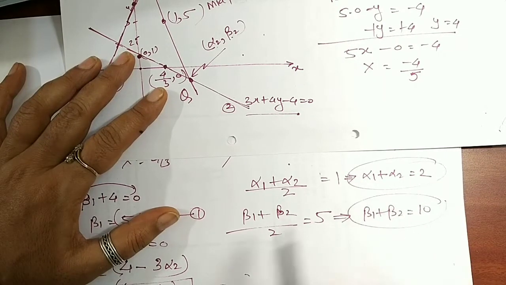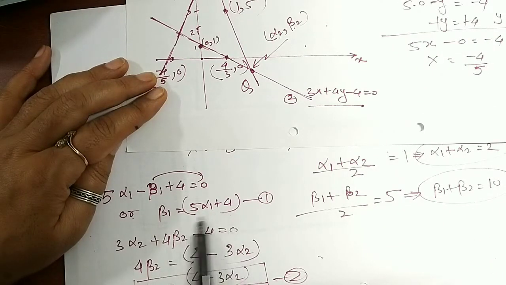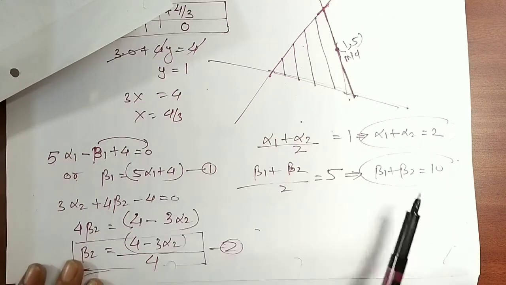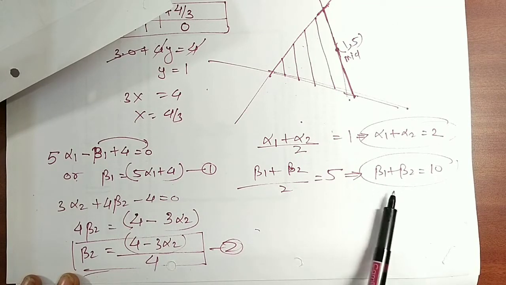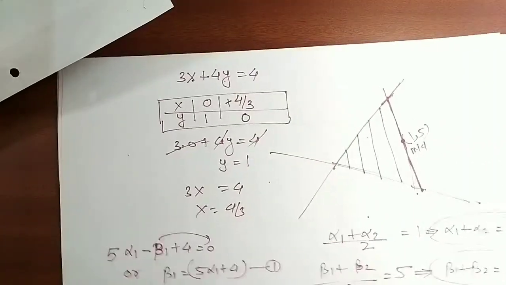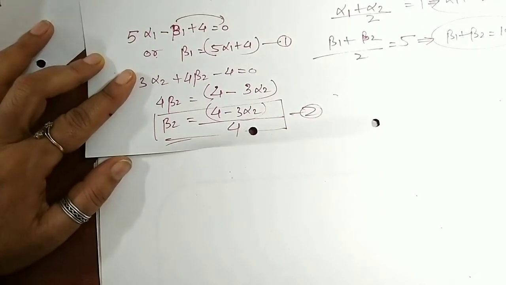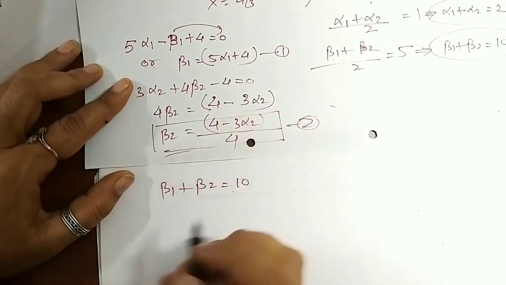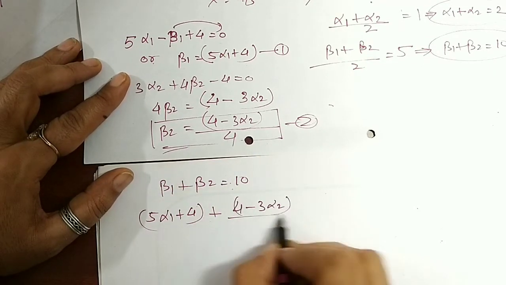Okay, I am still very far from alpha 1, alpha 2 values. But I know beta 1 is in terms of alpha 1 and beta 2 in terms of alpha 2. So one equation is pure alpha 1, alpha 2. One more equation I will try to get in terms of alpha 1 and alpha 2 by putting beta 1 and beta 2 here in this equation. I hope you are getting my point. You can see here beta 1 plus beta 2 is 10, and my beta 1 is 5 alpha 1 plus 4, plus this (4 minus 3 alpha 2) by 4 is 10.